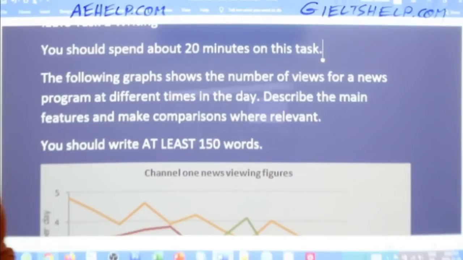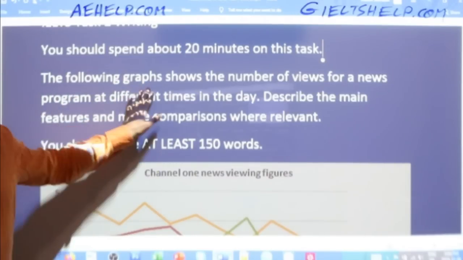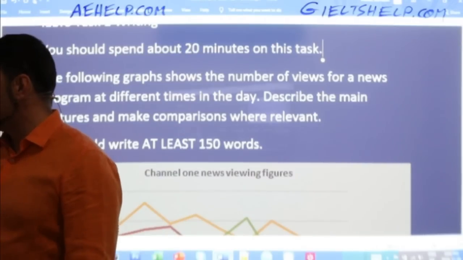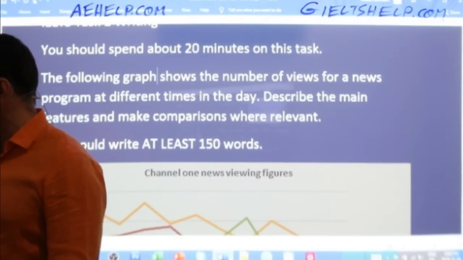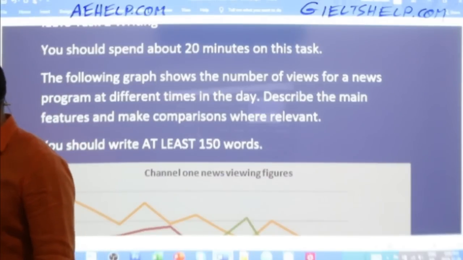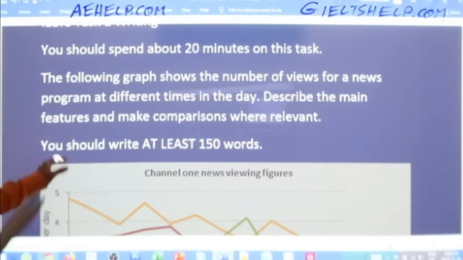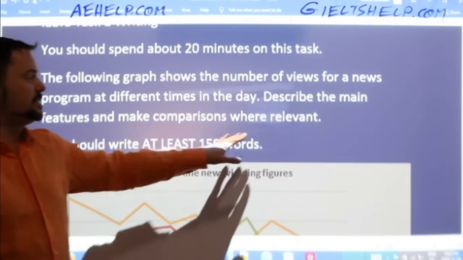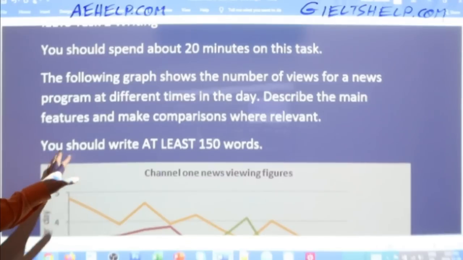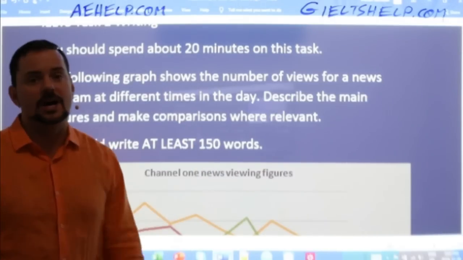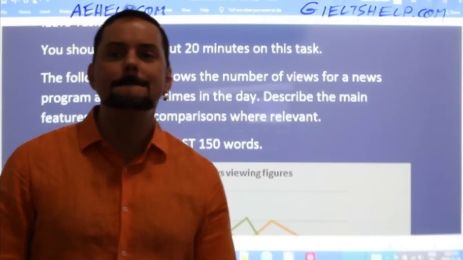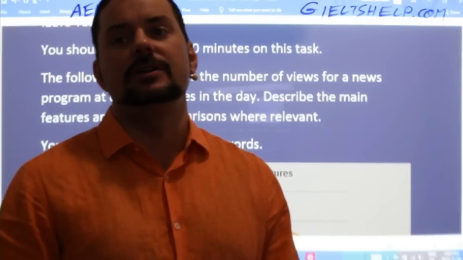Here we go. The following graph shows the number of views for a news program at different times in the day. Describe the main features and make comparisons where relevant. You should write at least 150 words. That means a minimum 150 words.